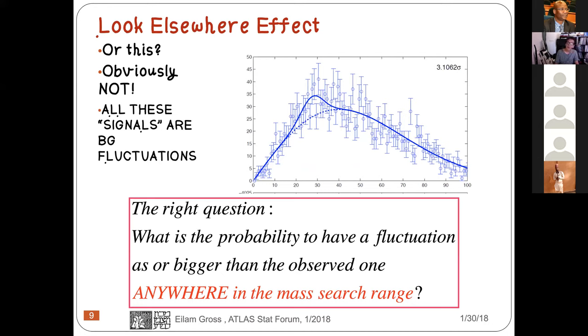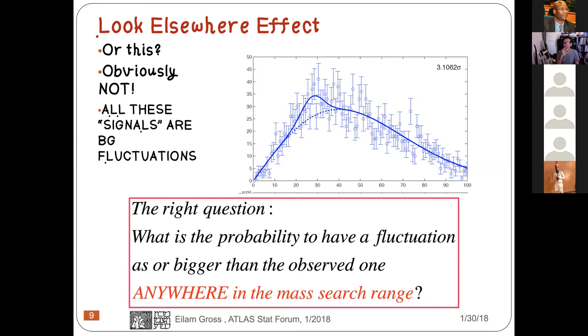Now, since I don't know at which mass the signal is, if I had seen the fluctuation at 30, I would call it a signal. If I'd seen it at 60, I would call it a signal. At 50, I would call it a signal. At 80, I would call it a signal. So the right question is not what we asked before. The right question is, what's the probability to have a fluctuation as or bigger than the observed one anywhere in the mass search range, not only at 30? Because it could be anywhere in the mass range and I would consider it a signal. So I don't search for a signal at 30, I search for a signal in a mass range between here and there.